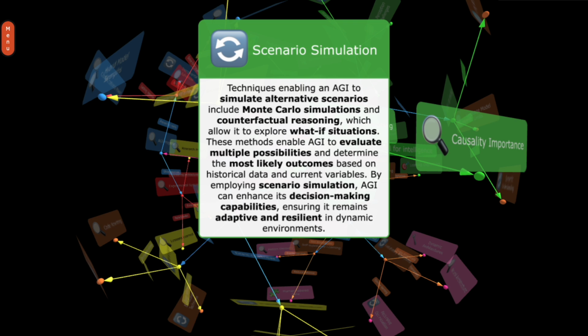Techniques enabling an AGI to simulate alternative scenarios include Monte Carlo simulations and counterfactual reasoning, which allow it to explore what-if situations. These methods enable AGI to evaluate multiple possibilities and determine the most likely outcomes based on historical data and current variables. By employing scenario simulation, AGI can enhance its decision-making capabilities, ensuring it remains adaptive and resilient in dynamic environments.